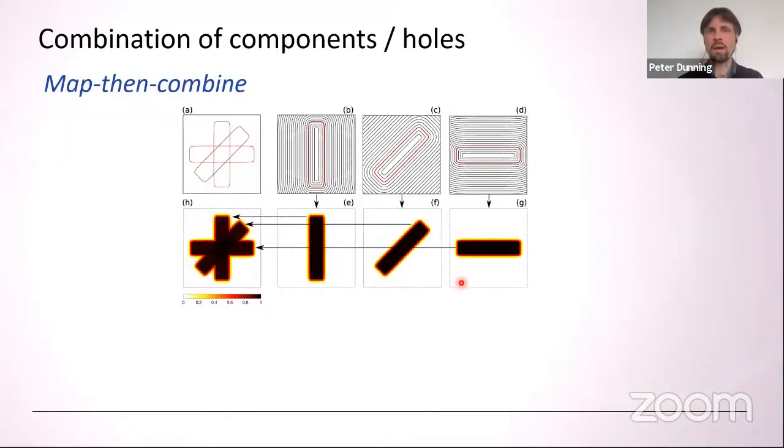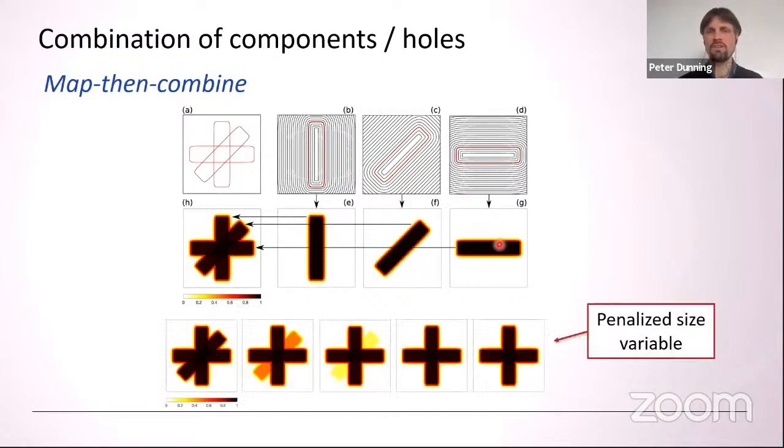There's also what we call map then combine. This is where you map each individual feature to a separate density field. So this is more for density-based feature mapping. And then you combine the density fields together using something like a smooth maximum function.